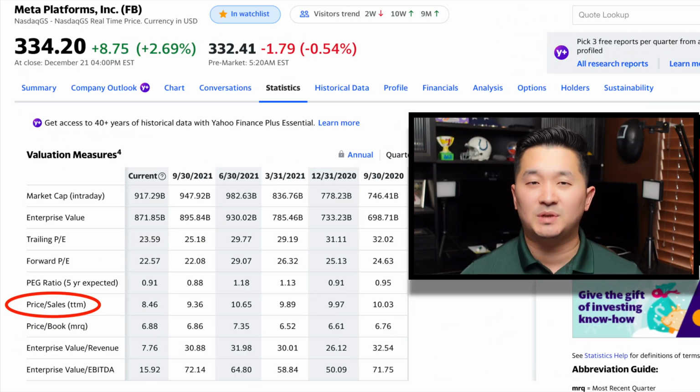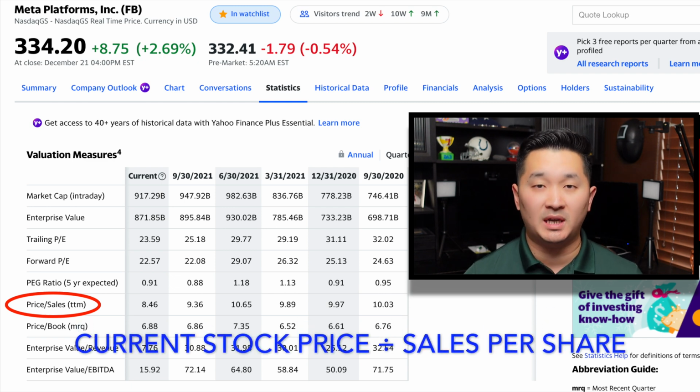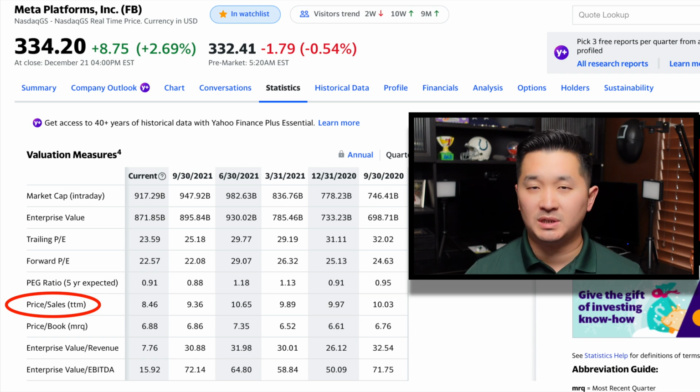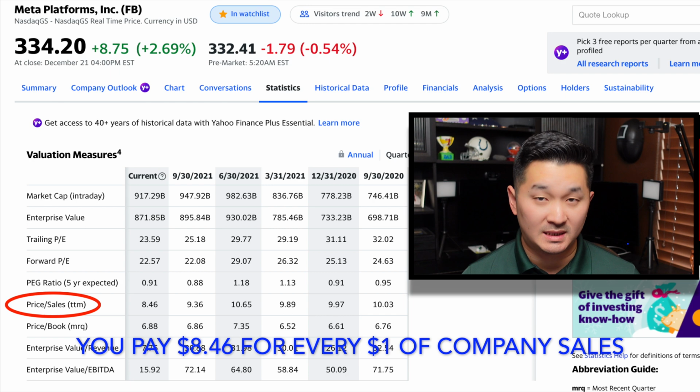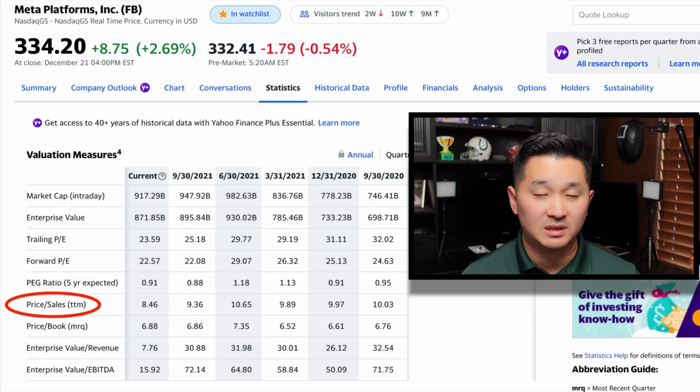The price to sales ratio for Meta Platforms is currently at 8.46. So the price to sales ratio is the current stock price divided by sales per share. Let me give you some examples. If the price to sales ratio is 8.46, then you're paying $8.46 for every dollar of sales the company makes.